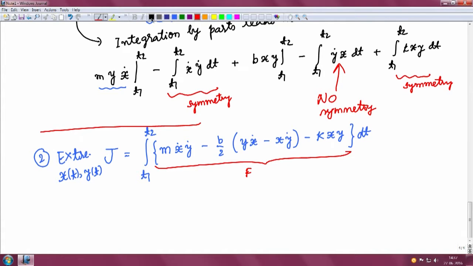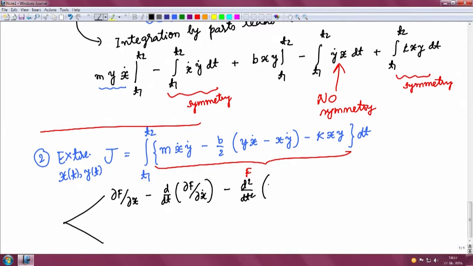So, we will write two equations that we have. One is dou f by dou x minus d by dt of dou f by dou x dot minus d square by dt square dou f by dou x double dot, plus this one, which we do not have. So, we do not have to worry about this in this problem, that is not even there. Okay. That is equal to 0. Another one is dou f by dou y minus d by dt of dou f by dou y dot equal to 0. Let us do this.